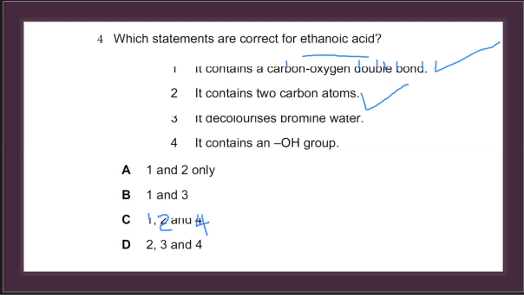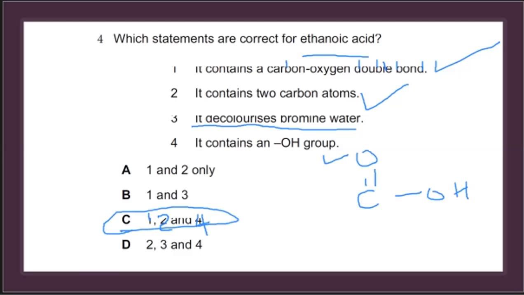It decolorizes bromine water. No, the acid wouldn't decolorize the bromine water. And it contains an OH group. Yes, it will have an OH group present because it's an acid. You'll have C double bond O, and there's an OH present inside of the structure. So the answer should be C as in cat.